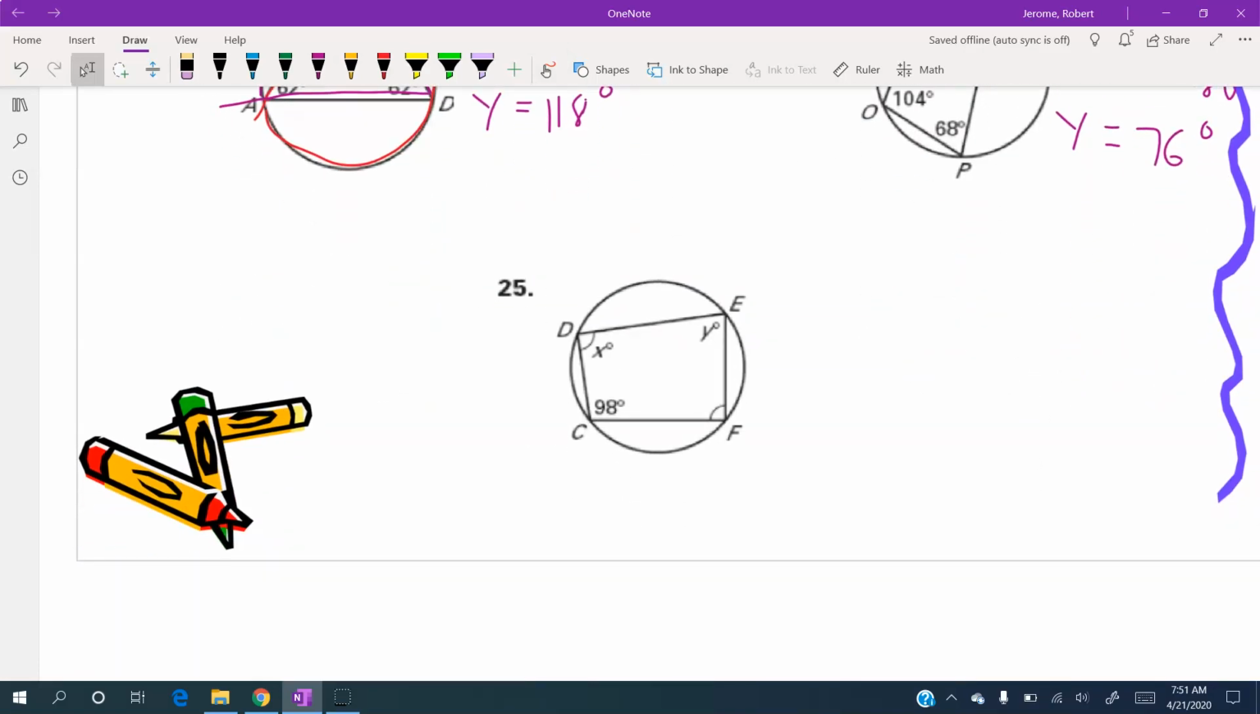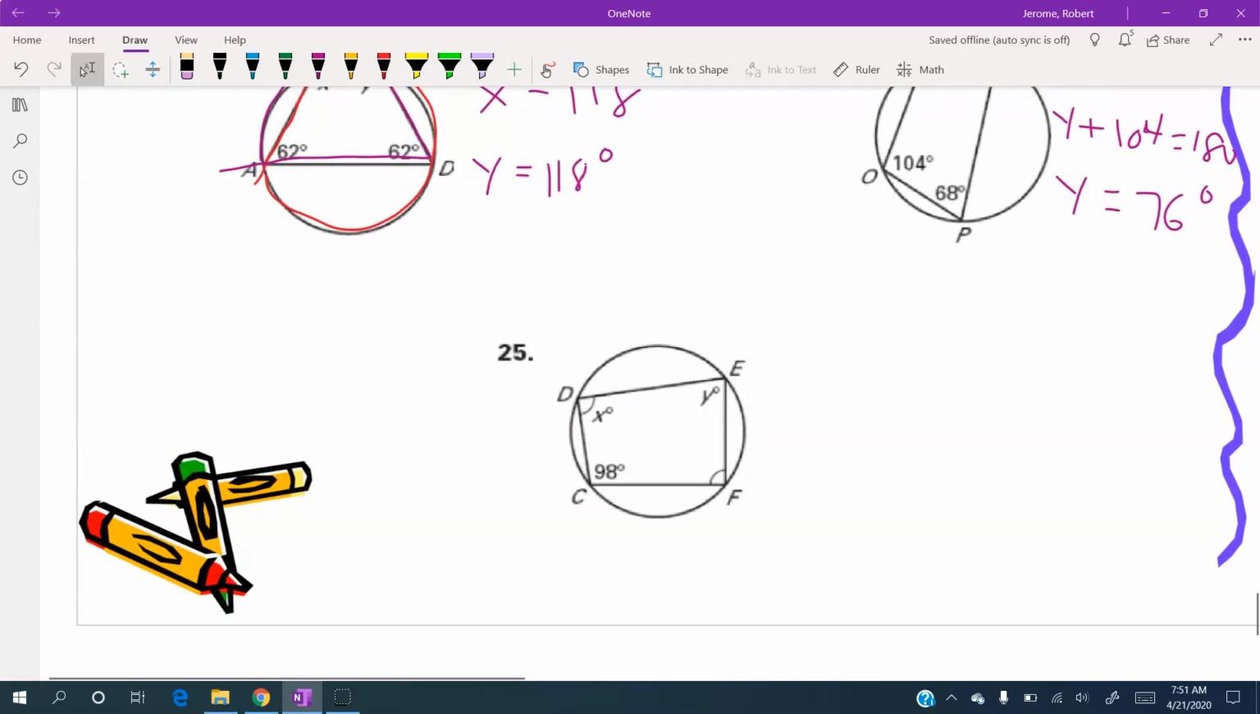So, try number 25, and then we'll come back and check it. So, try number 25 now. Hit pause. And we can come back. And trying number 25, let's see what we have here.